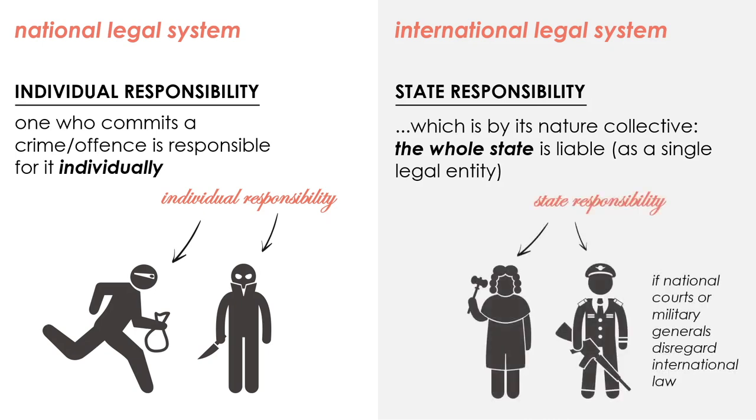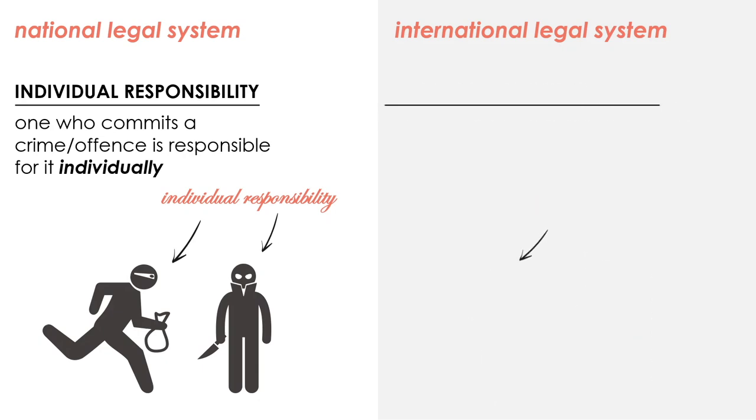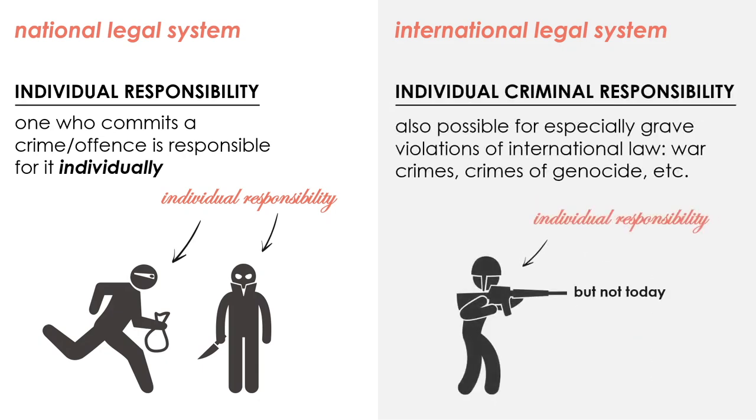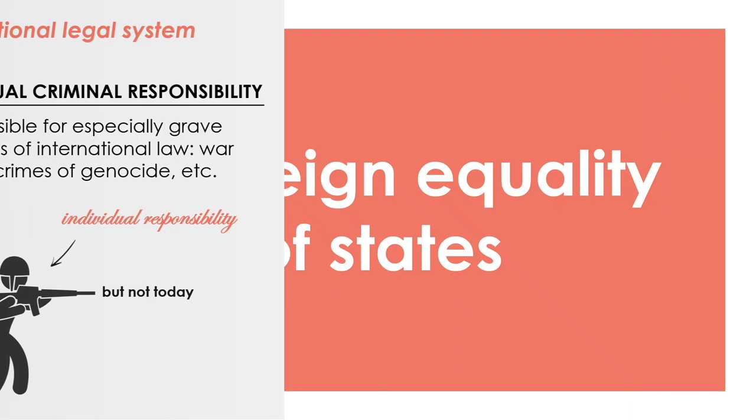So if a national court or a military general disregard international law, we speak about state responsibility. There is also a notion of individual criminal responsibility in international law. It is possible for especially grave violations of international law, war crimes, crimes of genocide, and so on, but this is not the topic for today.